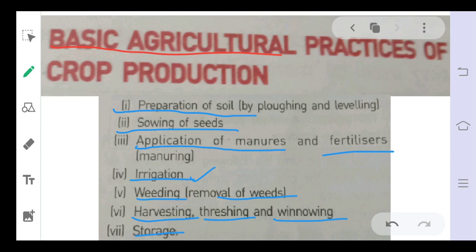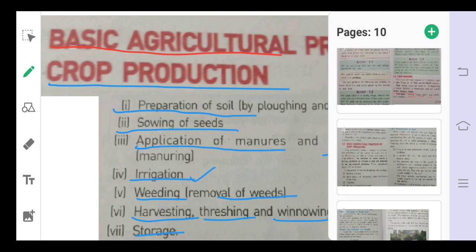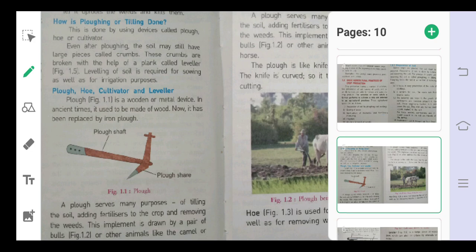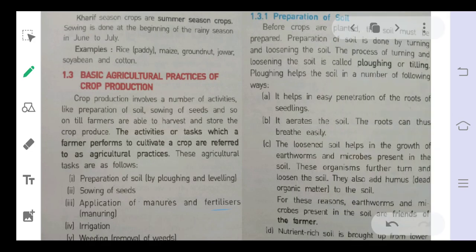So all these practices should be done for proper crop production, and after doing that, the crop can be used in future. So one by one we will discuss these things. The first topic is the preparation of the soil.